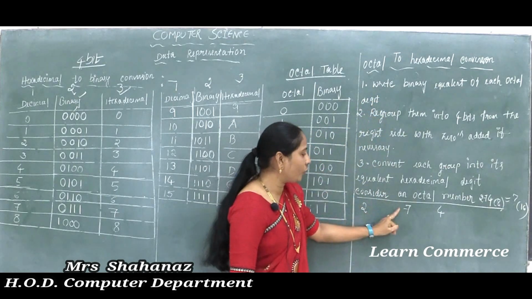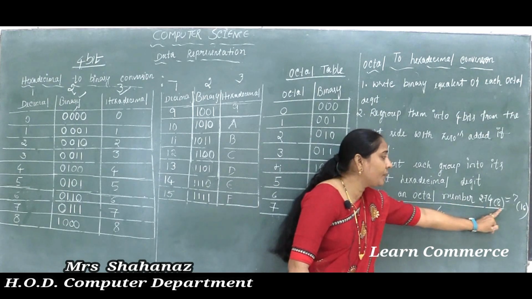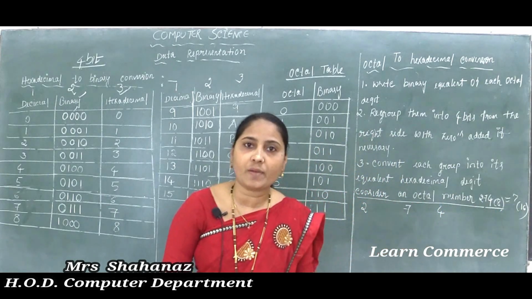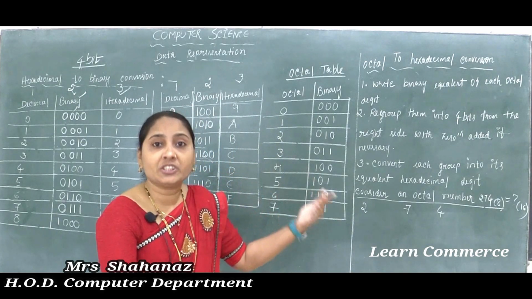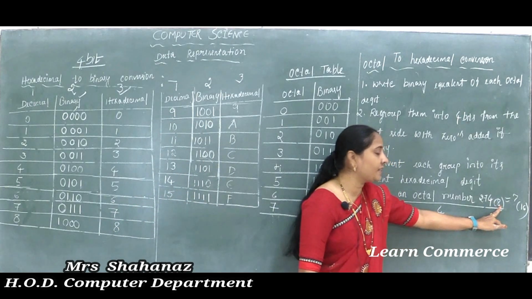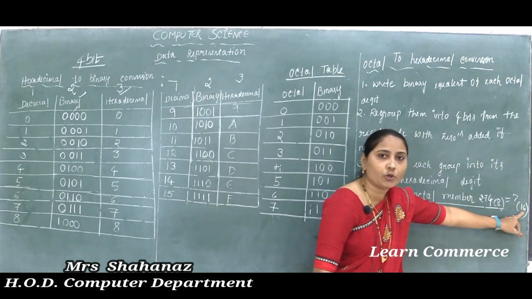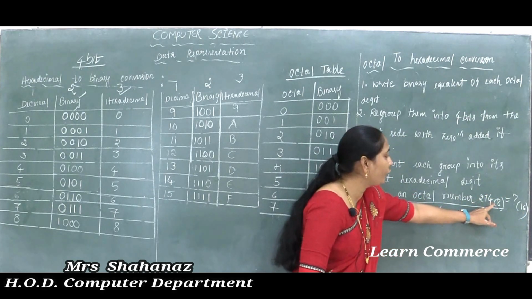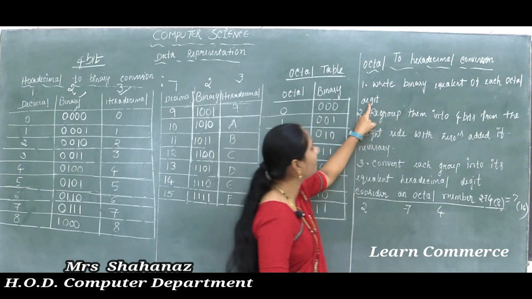Now the question is: consider the octal number 274, that means octal to hexadecimal conversion. Based on the base value, we can say from which number to which number it is going to convert. Here the base value is 8, that is octal, and we need to convert to hexadecimal. Now the question 274. What about the first step? Write the binary equivalent of each octal digit.